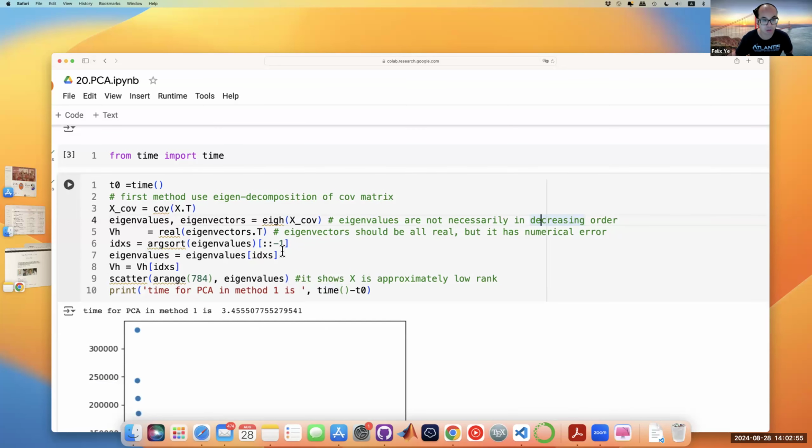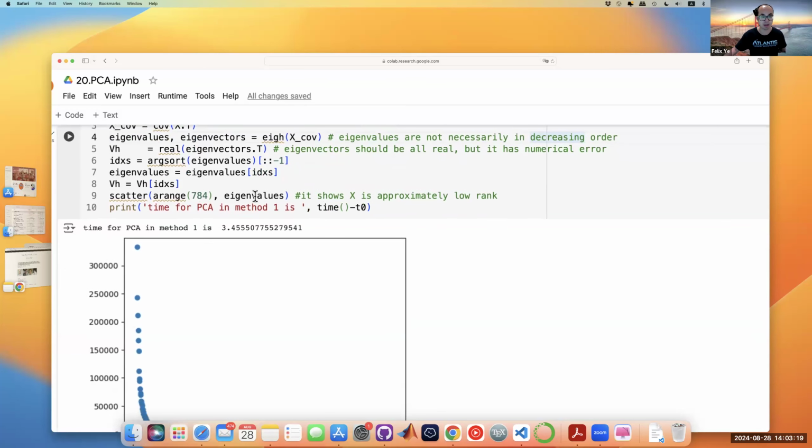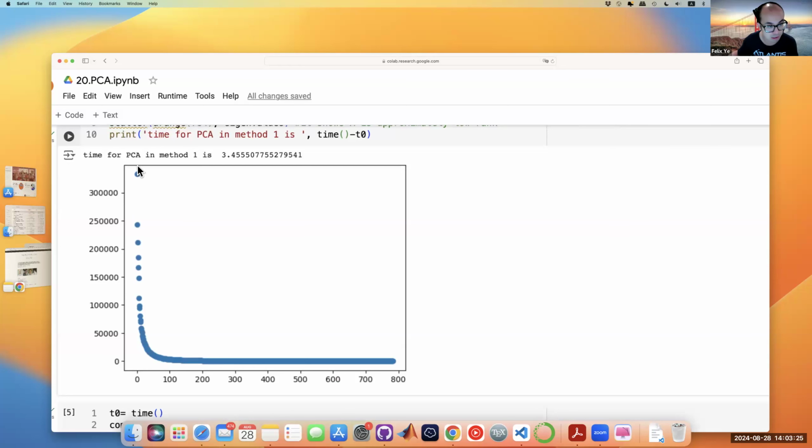And what we do is we sort all the eigenvalues in decreasing order to ensure this is actually in decreasing order. Then we have to reorder the columns of VH, so this is ordered with the corresponding eigenvalues in decreasing order. So here we're just trying to plot the eigenvalues. We know this will be sigma squared. So you can see this right here.